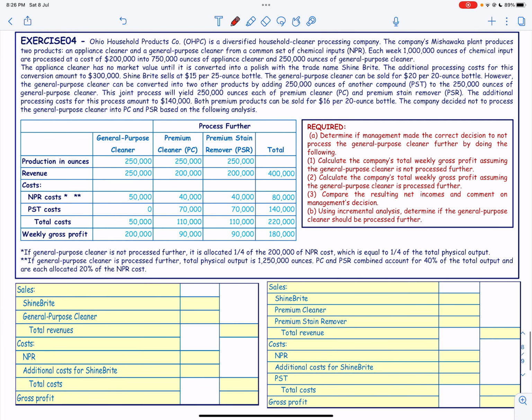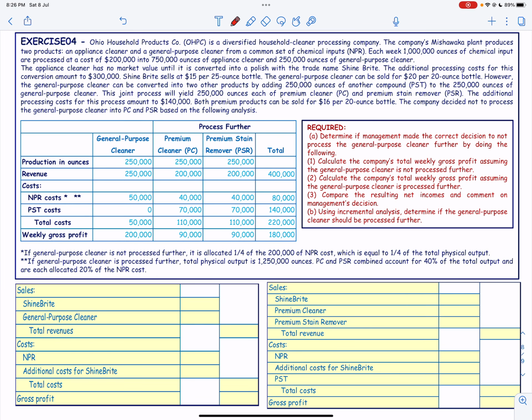Next, let us solve an exercise on how to make incremental analysis concerning elimination of division. Okay. Now, Ohio Household Product Company (OHPC) is a diversified household cleaner processing company. The company's Mishawaka plant produces two products: an appliance cleaner and general purpose cleaner from a common set of chemical inputs. Each week 1 million ounces of chemical input are processed at a cost of 200,000 into 750 ounces of appliance cleaner and 250 ounces of general purpose cleaner.